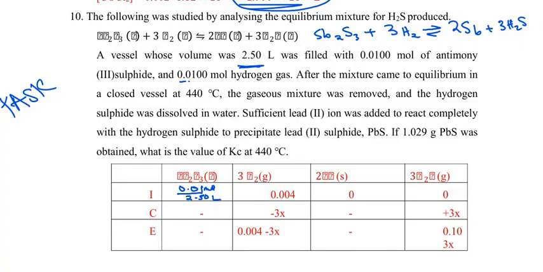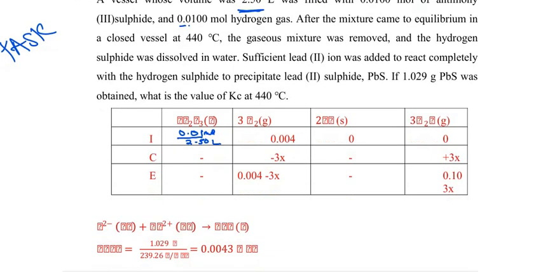Hope that's okay. After the mixture came to equilibrium in a closed vessel, the gaseous hydrogen sulfide was removed, dissolved, sufficient lead was added, and so on. Then they're saying 1.029 of lead sulfide was obtained. What is the value of Kc? This is supposed to be Sb, not lead. This is lead sulfate, right? Okay, lead sulfide and hydrogen sulfide. So this is what we are having.